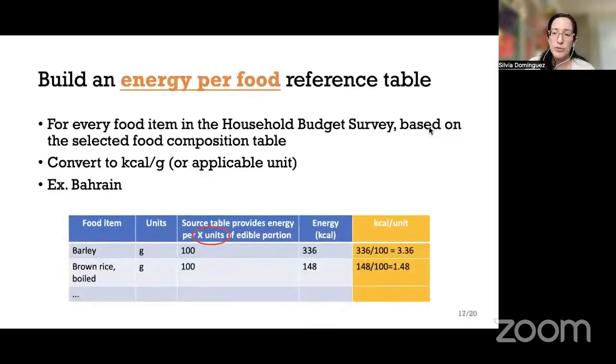So like we did for food prices, again, to avoid mistakes in all of these conversion steps, it's recommended to create a reference table, including the energy per unit, such as kilocalories per gram, for example, for every food in the household budget survey, like the, again, very simplified example shown here, where I'm using the data from Bahrain's table.